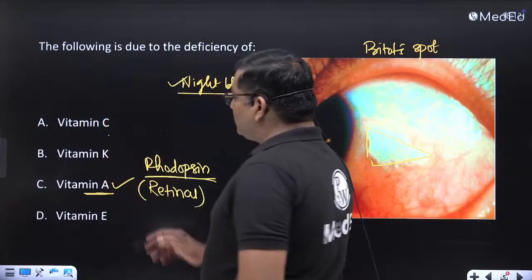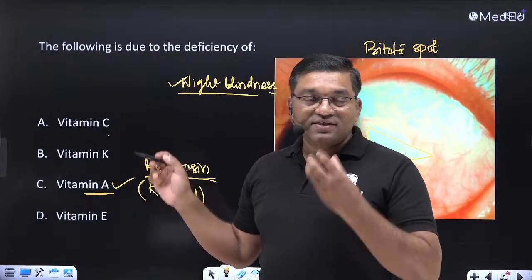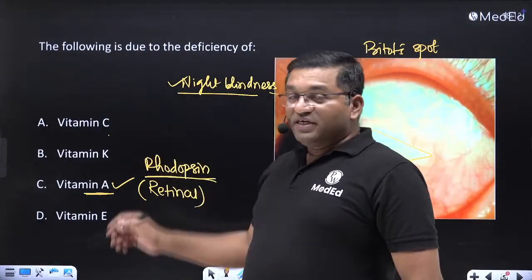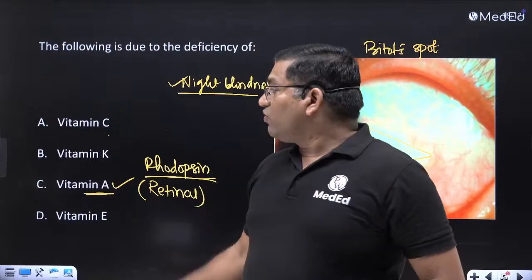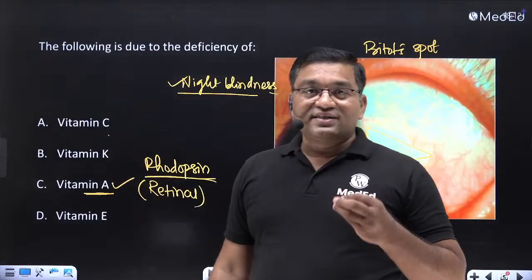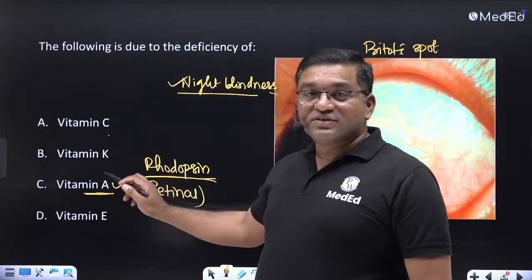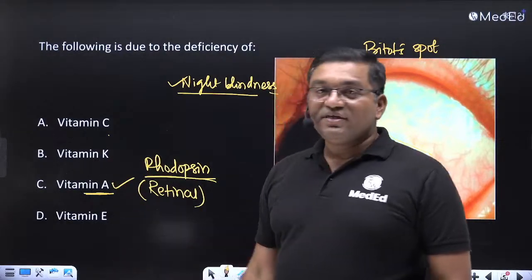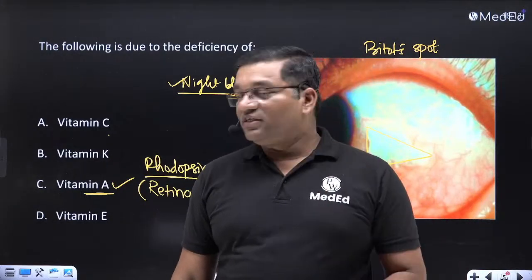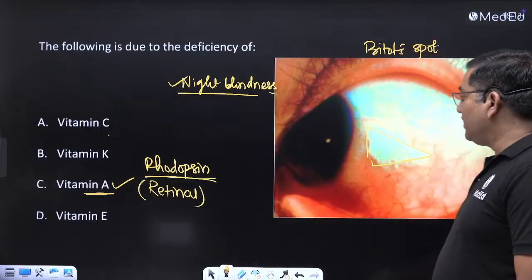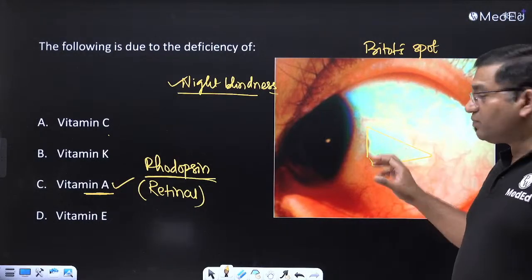So vitamin C deficiency causes scurvy, bleeding tendency, bleeding gums, and petechial hemorrhages all over the body. It causes pseudoarthritis because of effusion in the joints. So vitamin K causes bleeding tendencies, and vitamin E causes axonal degeneration. So this is a case of vitamin A deficiency. This is Bitot spot.